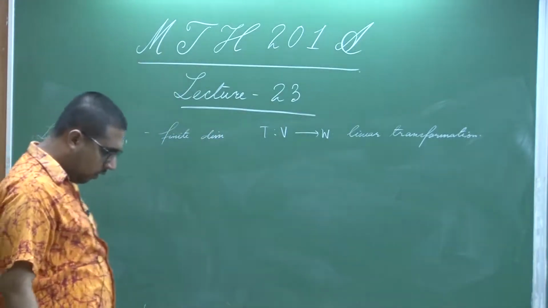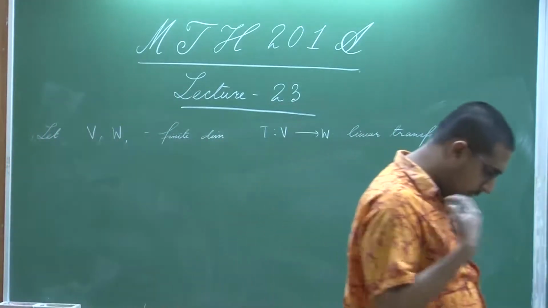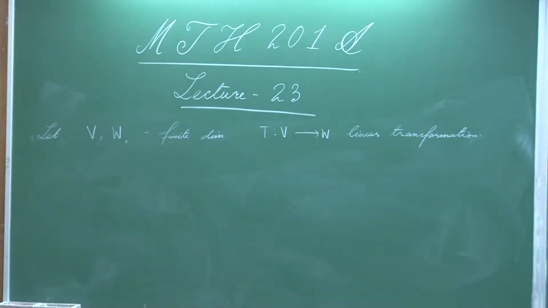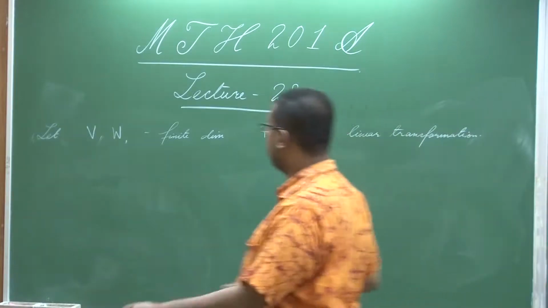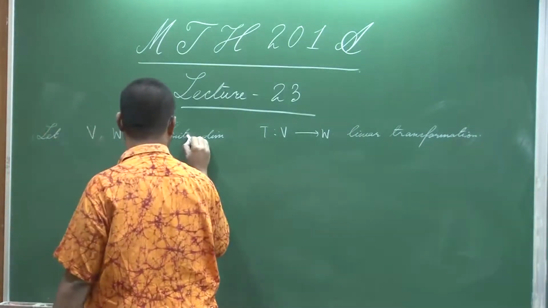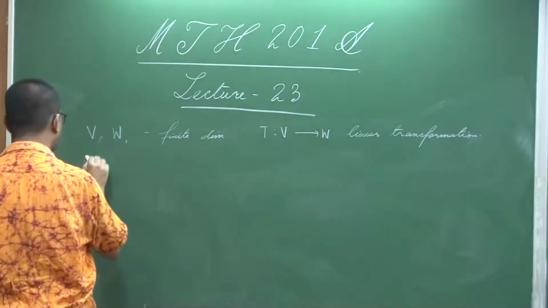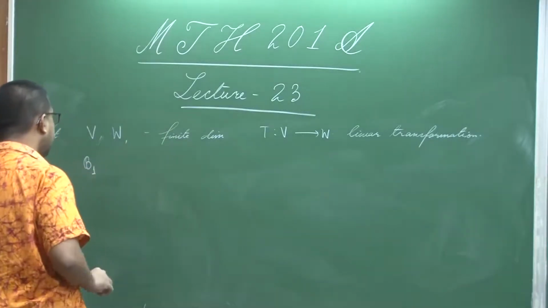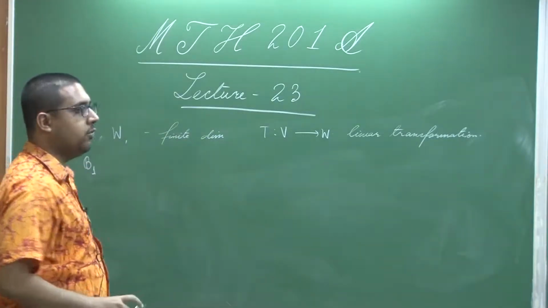So, what we are going to do is talk about the matrix representation of a linear transformation between two finite dimensional vector spaces with respect to fixed ordered bases. So, these are finite dimensional vector spaces and T is the linear transformation, and we have to fix a basis, let us say B1. B1 is an ordered basis of V.